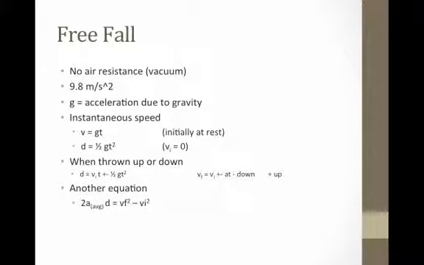Another equation that you might use, if you don't have time and you have no way to figure out time, is 2 times acceleration, not necessarily acceleration due to gravity, just acceleration, times distance equals final velocity squared minus initial velocity squared.